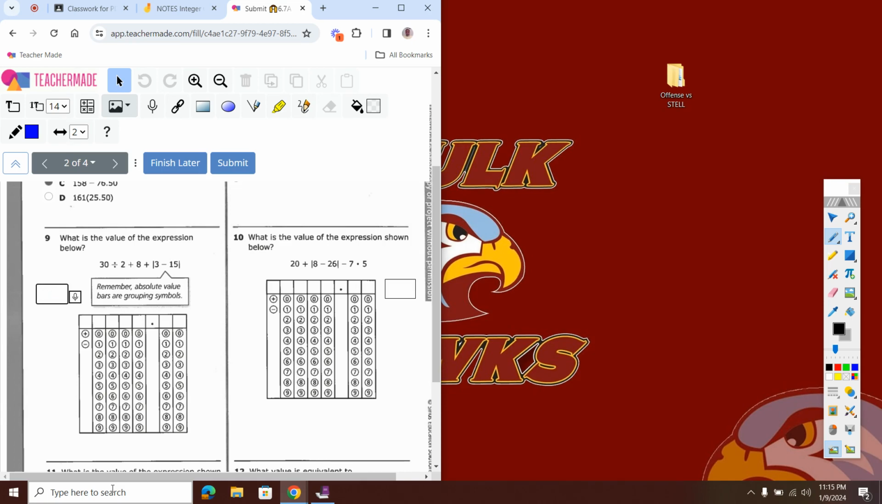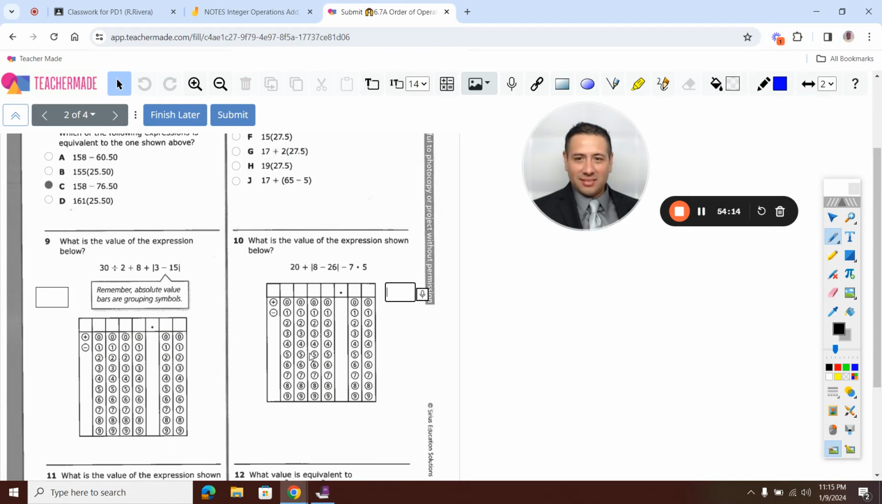It's not. We did number 10, not number 9. So no, that one is not in the right place. Let me go to number 9. Number 9 would be 3.00. There you go.